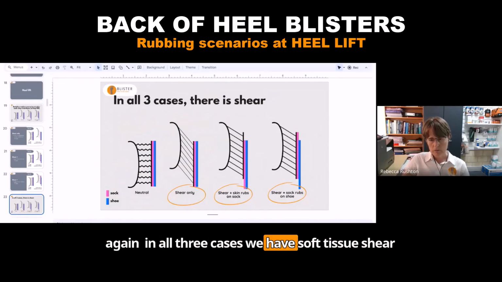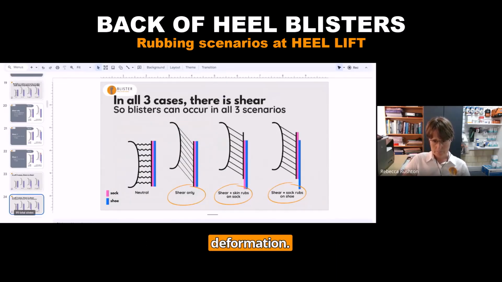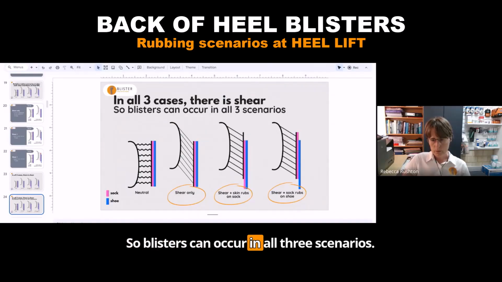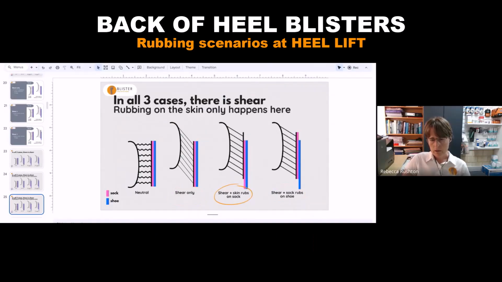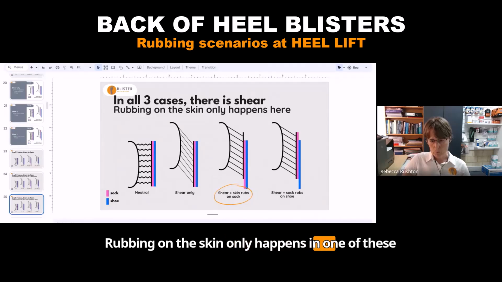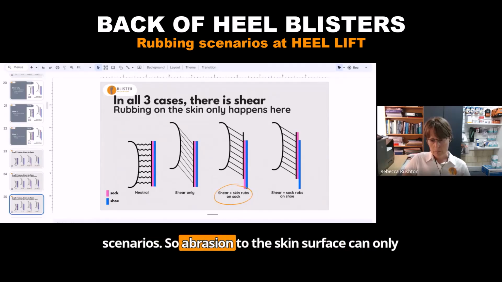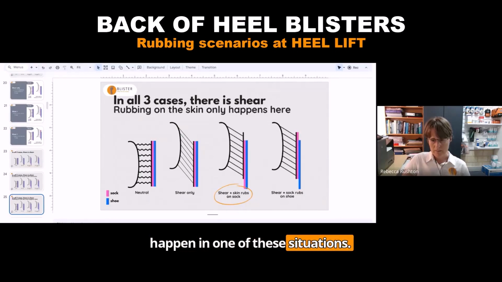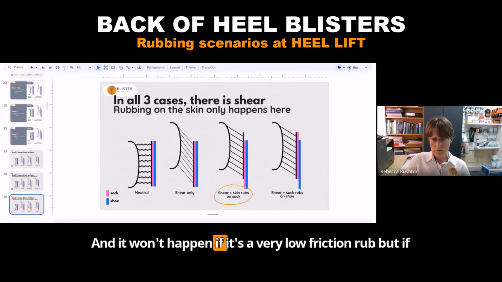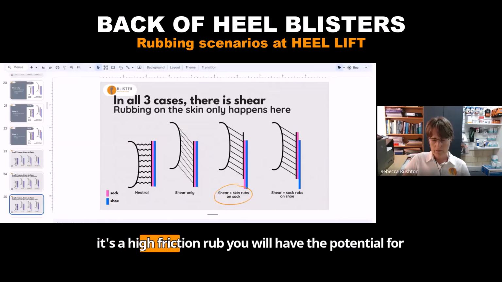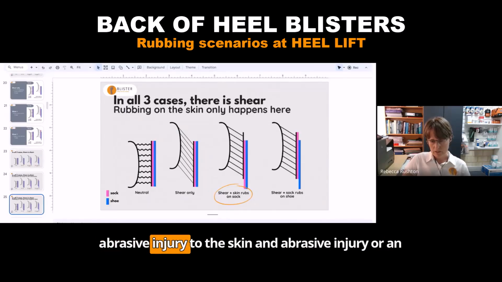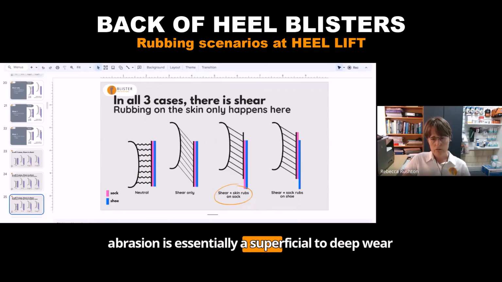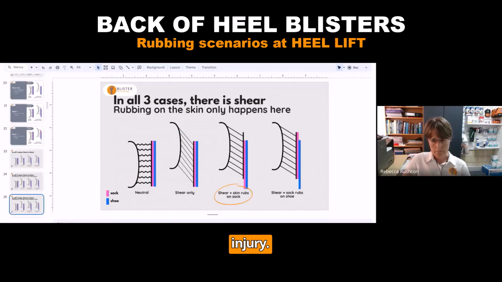So if we have a look at them all on that single slide again, in all three cases, we have soft tissue shear deformation. So blisters can occur in all three scenarios. Rubbing on the skin only happens in one of these scenarios. So abrasion to the skin surface can only happen in one of these situations. And it won't happen if it's a very low friction rub, but if it's a high friction rub, you will have the potential for abrasive injury to the skin. An abrasive injury or an abrasion is essentially a superficial to deep wear injury.